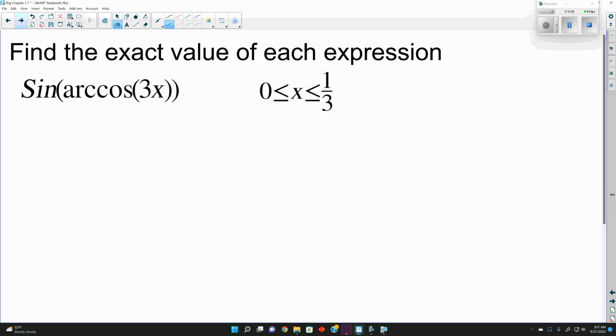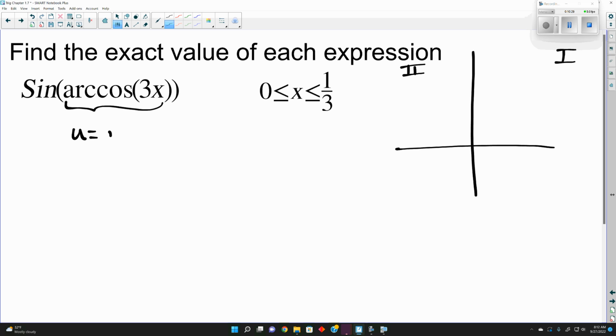Sine of arc cosine of 3x. Again, we're going to do the exact same thing we did. We'll set this up, because we're going to want to set a triangle up first. Now, cosine inverse is between 0 and pi. 0 and 180. So what we're saying for this here is that we have u is equal to arc cosine of 3x, or that cosine of u is equal to 3x.